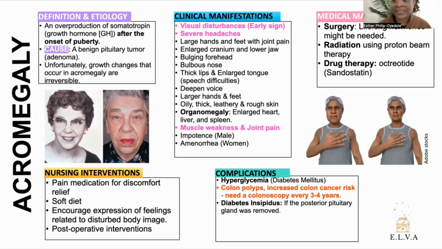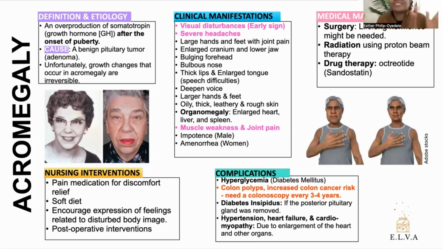Diabetes insipidus is another thing that can happen. Remember, the posterior pituitary gland secretes your ADH. When we take it out, let's say the patient goes for surgery and they take it out, now this patient's ADH level is decreased, which will cause diabetes insipidus. Hypertension, heart failure, cardiomyopathy because of the enlargement of the heart and so many other organs in the body. So these are some complications that the patient might have because of acromegaly. And we would have to then treat these issues individually outside of the disease process of acromegaly.